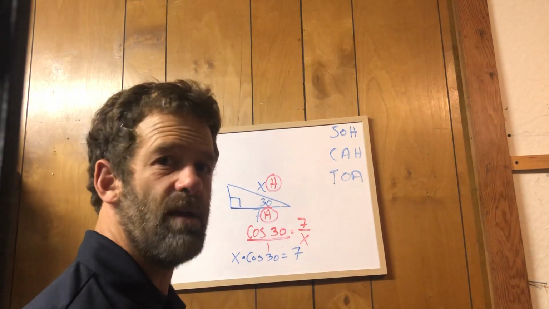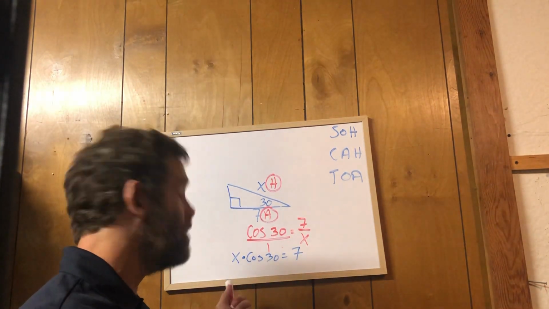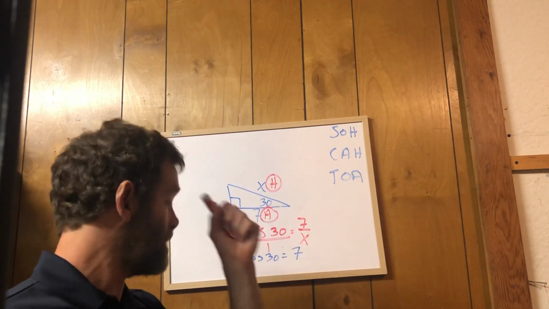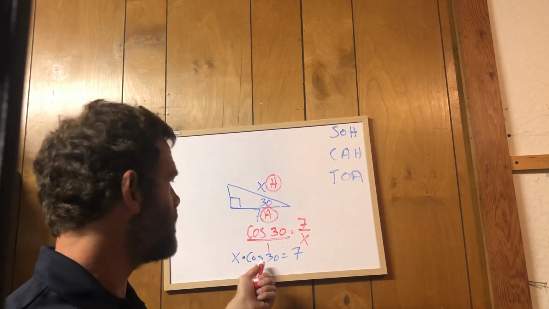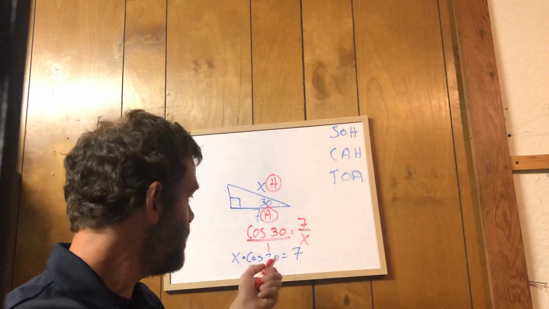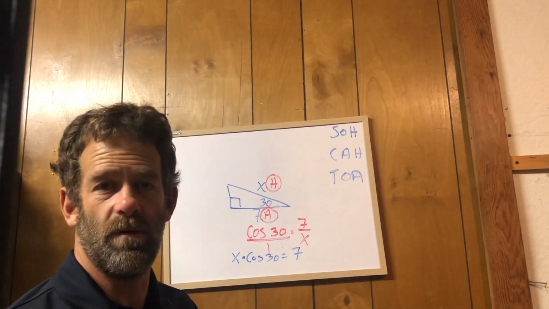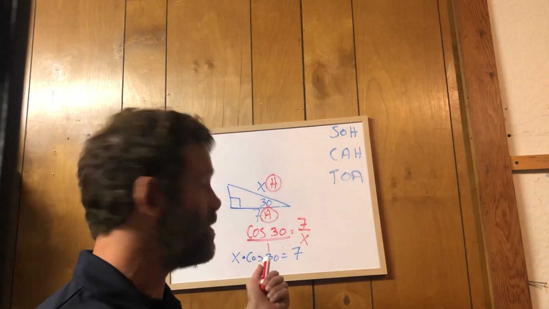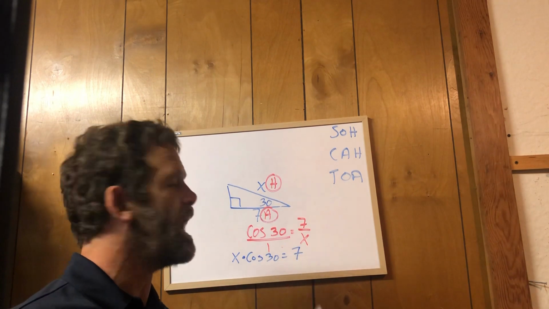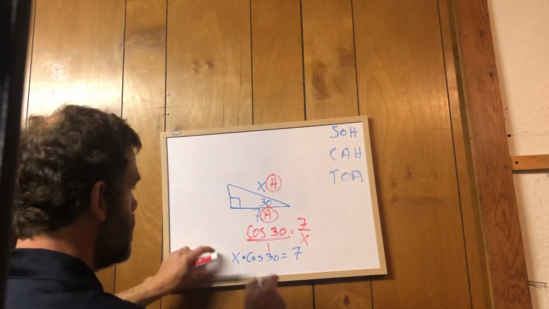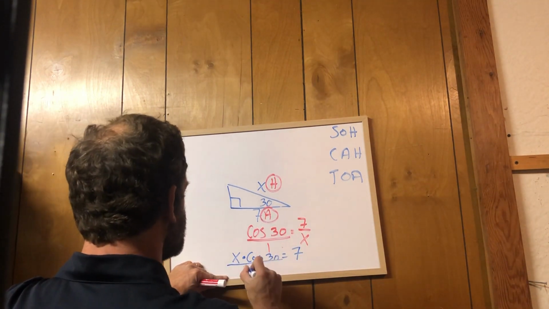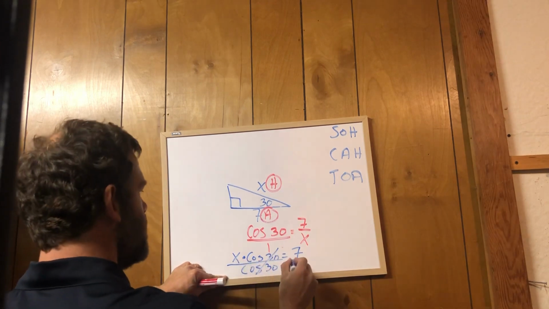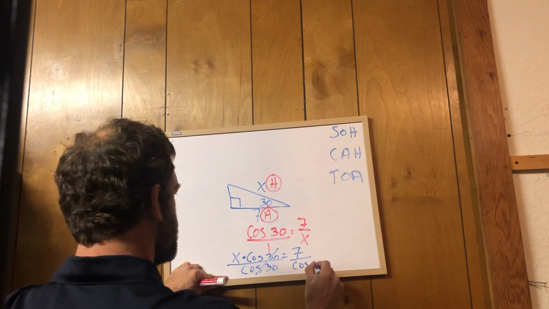In this situation, your X is not all by itself, so you have to do one more mathematical step to move this cosine 30 over to the other side. How do you move it? Cosine 30 is a value on your calculator. If you were to plug cosine 30 in, you're going to get a decimal. So think of that decimal times X. How do you move multiplication over to the other side? You divide it. Just basic math, right? To move something over, you divide it if it's being multiplied. Divide both sides by cosine 30.